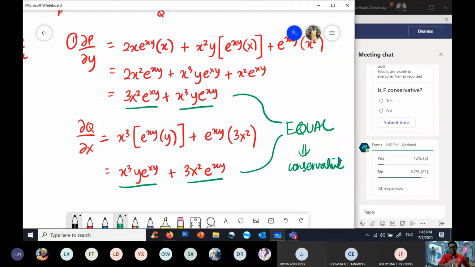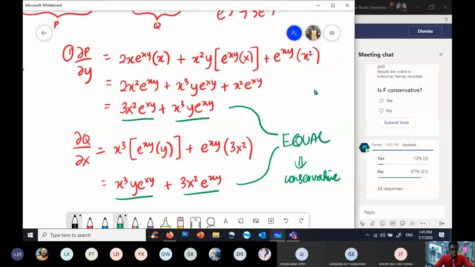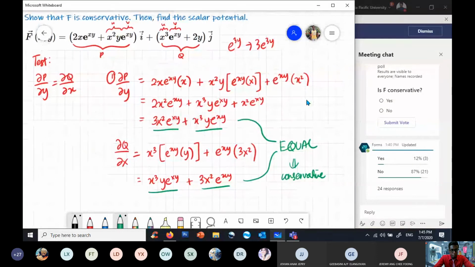I'm going to leave it here. Try to look where it differs from your differentiation. Okay, it's kind of tricky because the moment you feel this is not conservative, you will stop because it's impossible to find the scalar function. But in this question, you shouldn't stop because it is actually conservative. So just try to see what is different from yours.